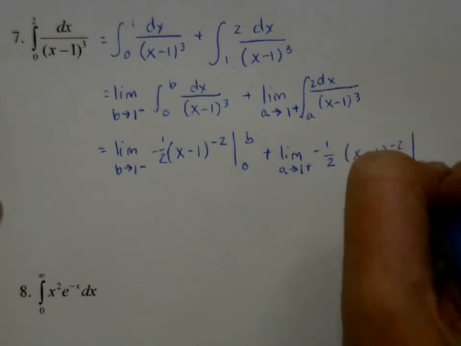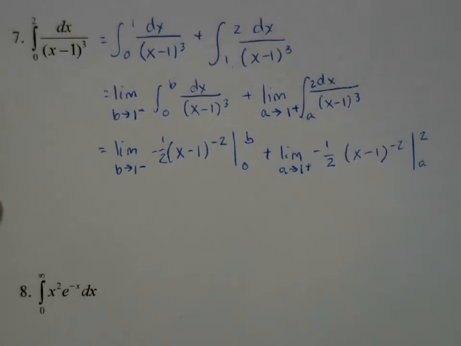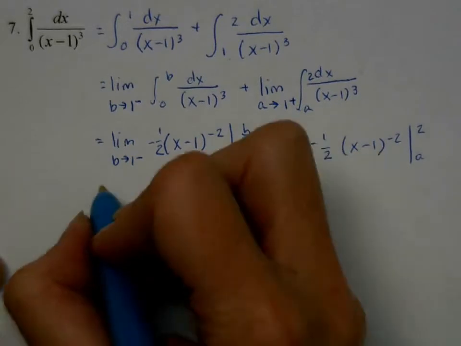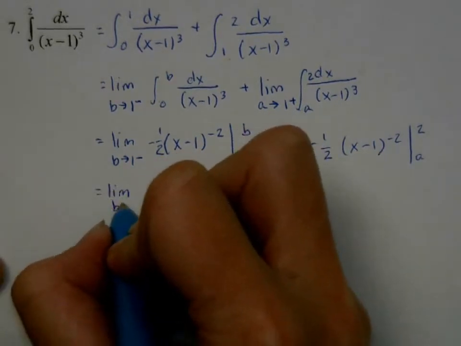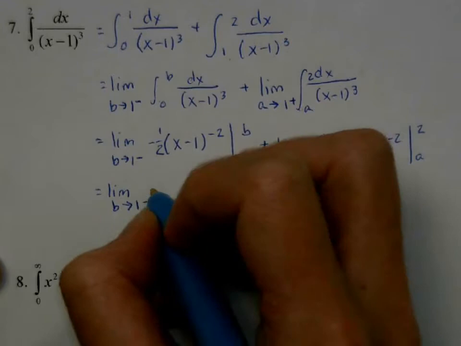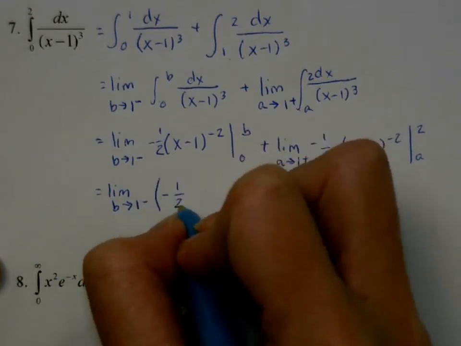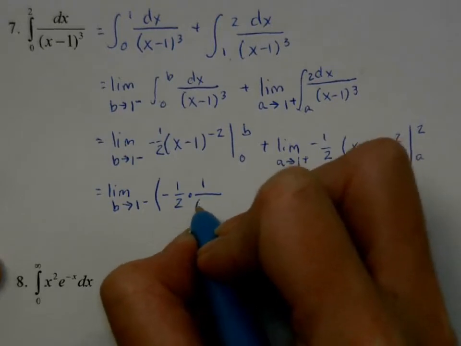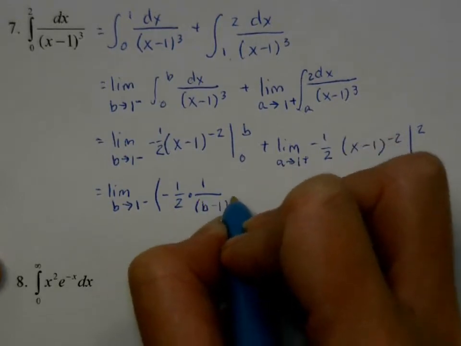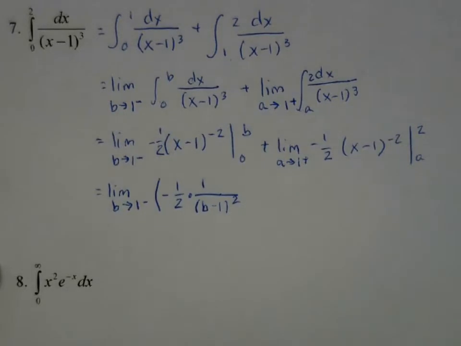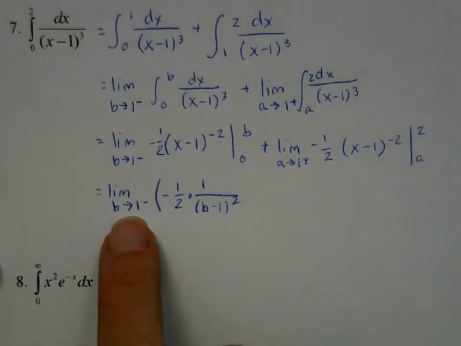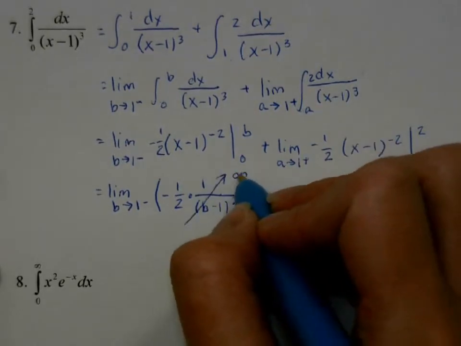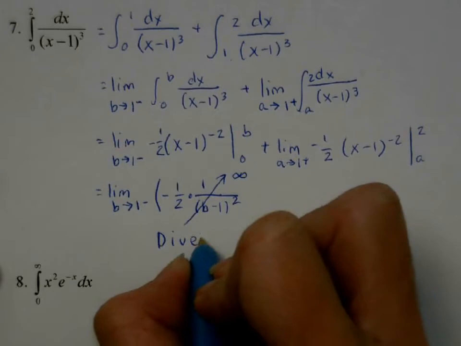Okay, and same thing there. So we're going to plug in b and 0. So this will be -1/2, and then I'm going to rewrite this as 1 over b minus 1 squared. And I'm actually going to stop here, because if I'm going to 1, there's still a vertical asymptote here. So this is still going to go to infinity, which means this one is divergent. If even one part of it is divergent, the whole thing is divergent.